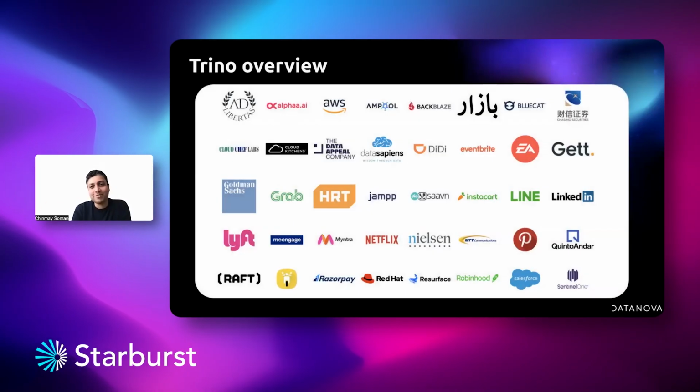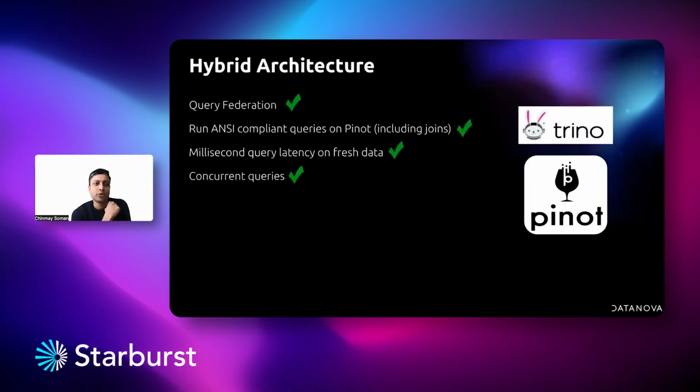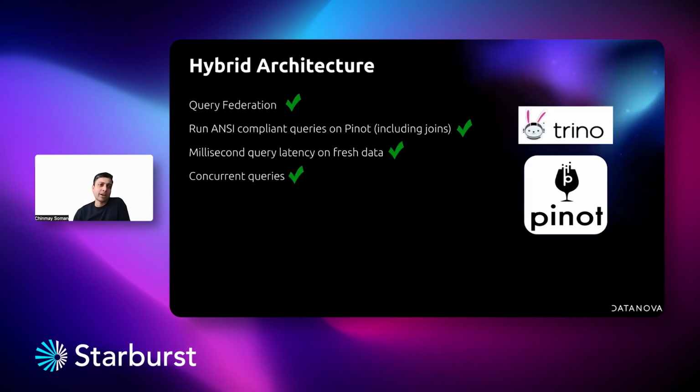Needless to say, Trino is also very mature and being used in production by all these big names that you see here, particularly Netflix, LinkedIn, Lyft, and so on. So with Trino and Pinot, this hybrid architecture allows us to do all kinds of things.